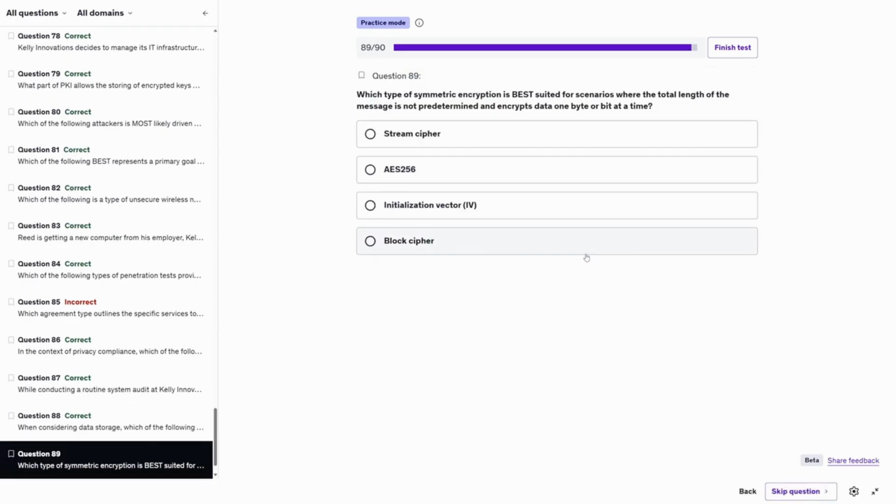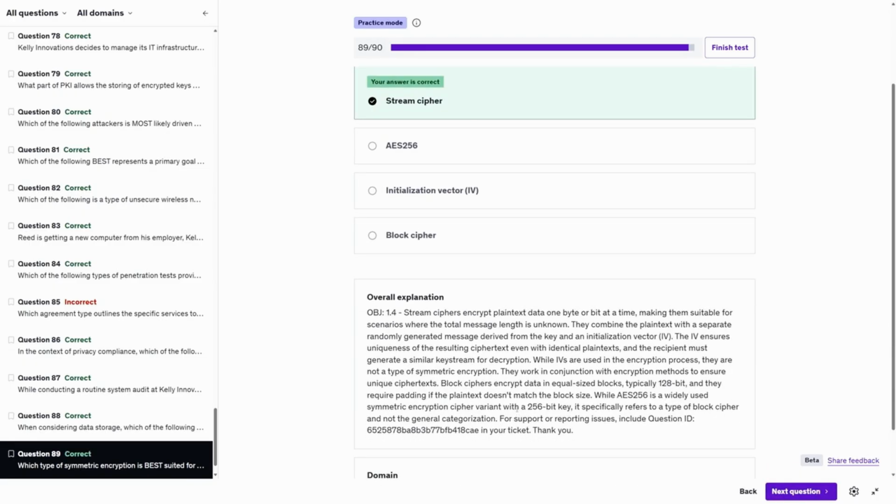Which type of symmetric encryption is best suited for scenarios where the total length of the message is not predetermined and encrypts data 1 byte or bit at a time? And the correct answer is A, stream cipher. Stream ciphers encrypt plaintext data 1 byte or bit at a time, making them suitable for scenarios where the total message length is not known. They combine the plaintext with a separate randomly generated key stream derived from the key and an initialization vector. The IV ensures uniqueness of the resulting ciphertext even with identical plaintexts, and the recipient must generate a similar key stream for decryption. I'll leave up the incorrect answers for a few seconds.